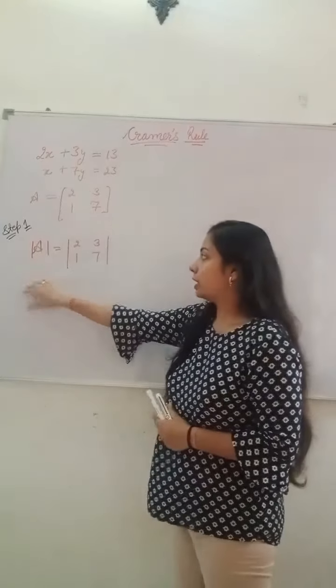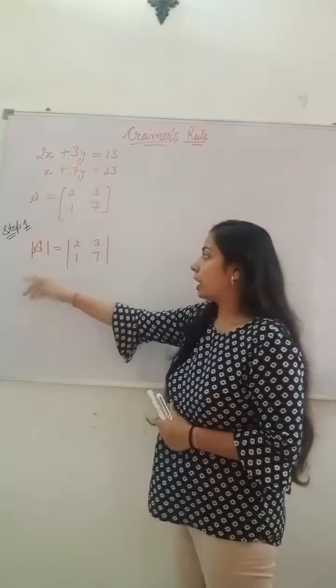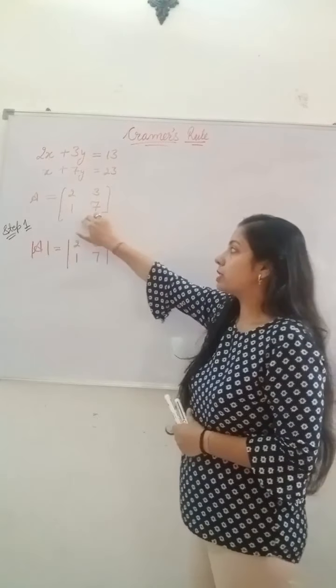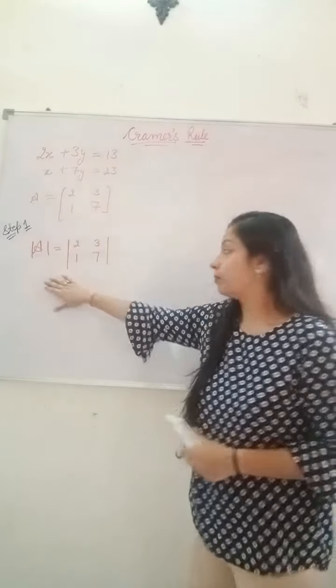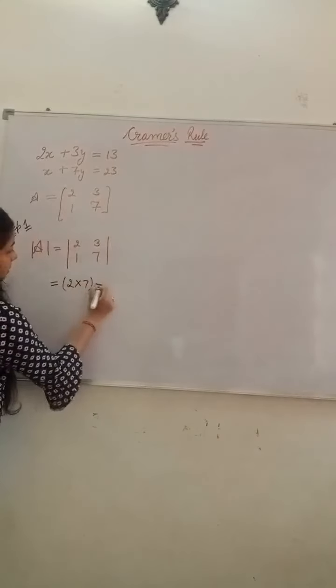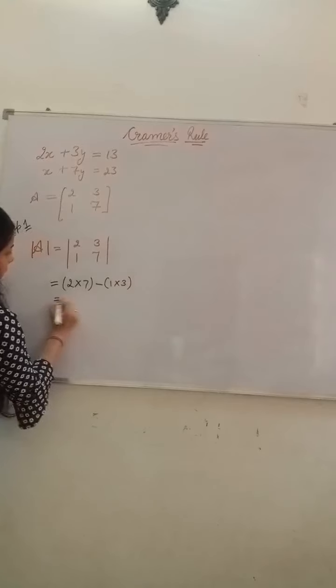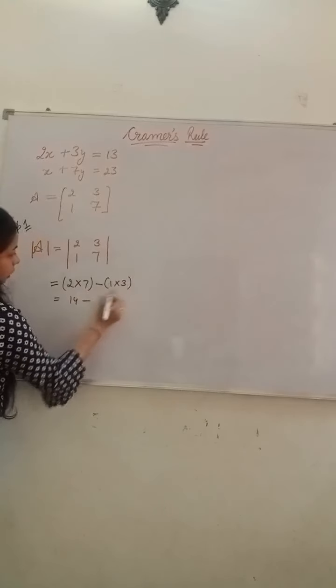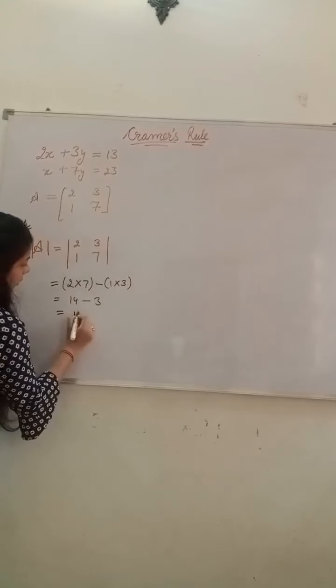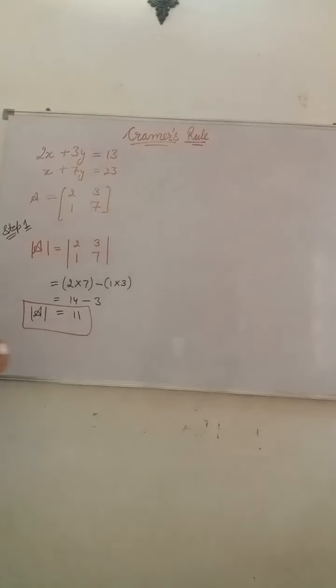Now here you can see I have to find determinant A in step 1. Here you can see I have a matrix A of order 2 by 2. From this I can find determinant A. To find determinant A, just multiply these two elements and put here a subtraction sign and the multiplication of these two elements. 7 into 2, 14, minus 3 into 1, 3, that is 11. So I have determinant A, that is 11.